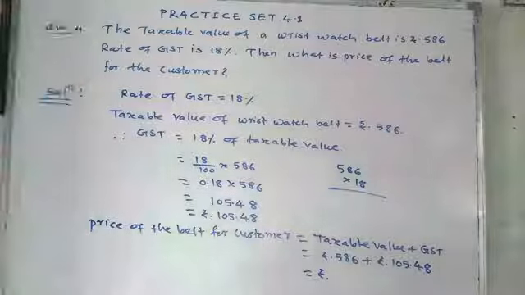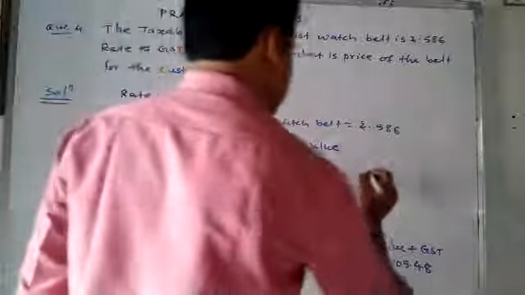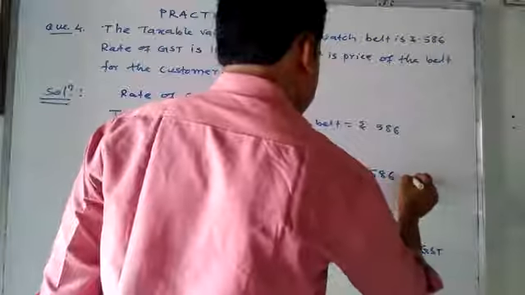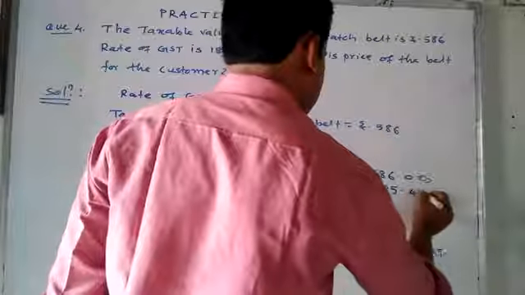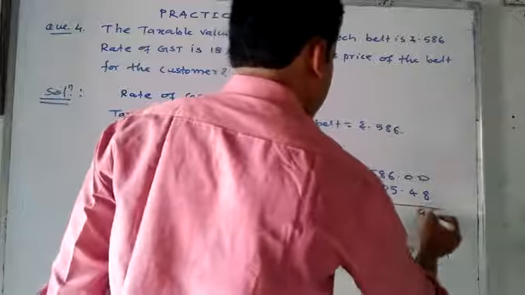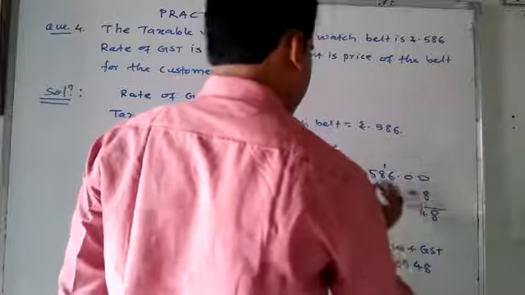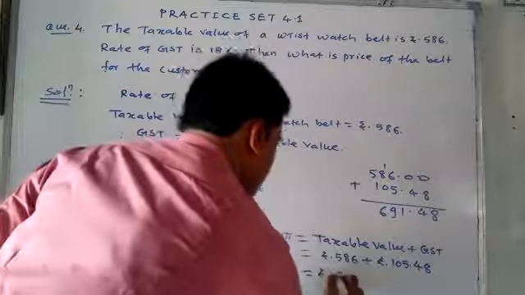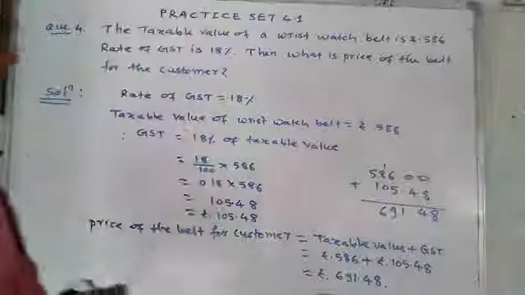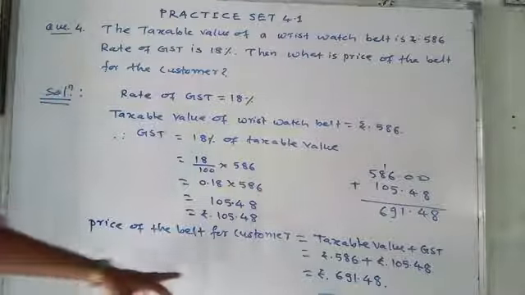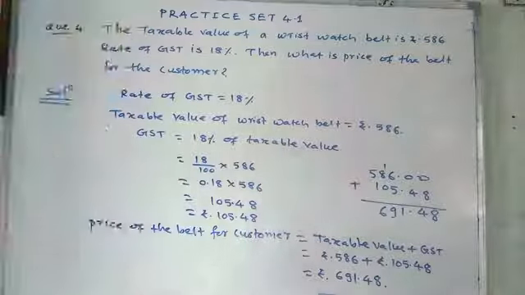So let's see what the addition comes to. 586 plus 105.48. 6 plus 5 is 11, 1 carry, 9, 5 plus 1 is 6, means rupees 691.48. This is the price of the belt for the customer, rupees 691.48.